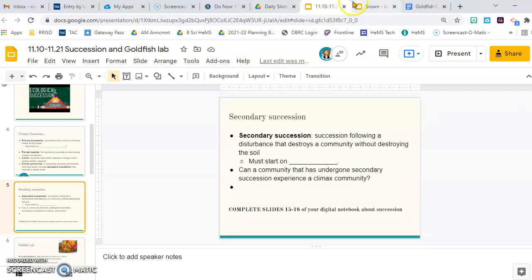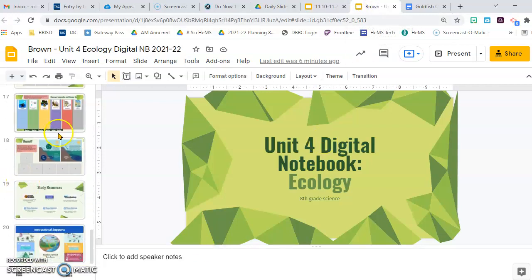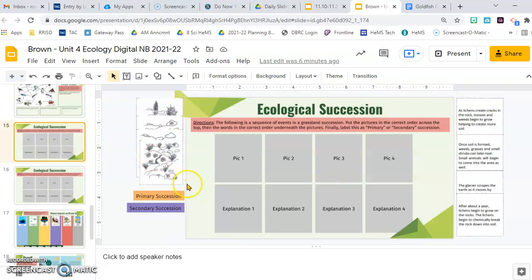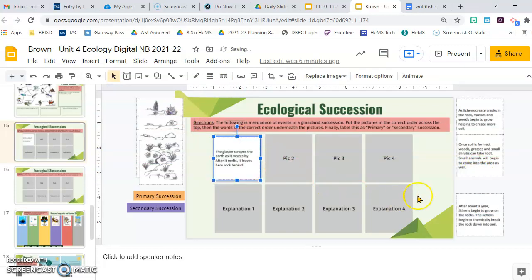I'm going to have you do these on your own. Let's go to 15 and 16. Here's mine. Oops, 15. So primary. We said it started on rocks. So let's look. Lichens created soil is formed, the glacier scrapes by the earth as it moves. Oh, that means we're going to expose some rocks. So we're going to bring that on over here. Okay, it leaves rock behind. All right. About a year later, they begin to grow on rocks. So this is the beginning. That would go there. Oh, explanation.